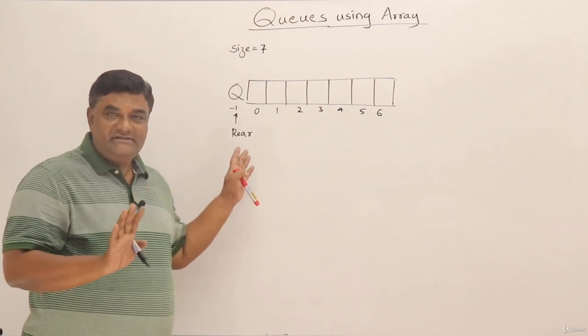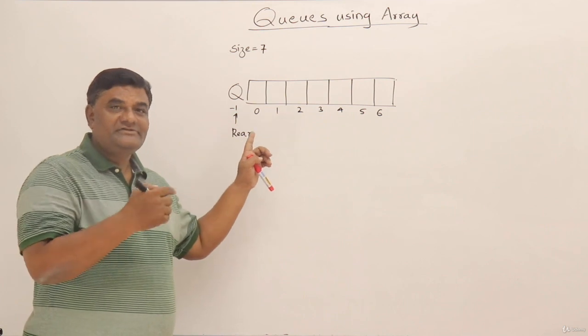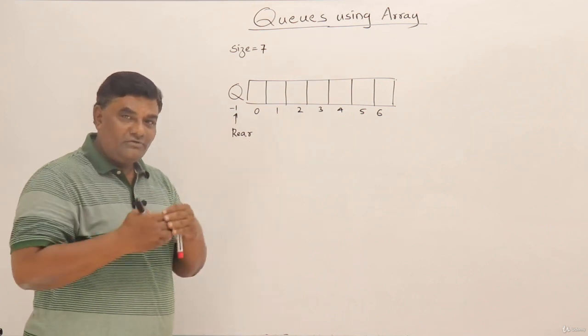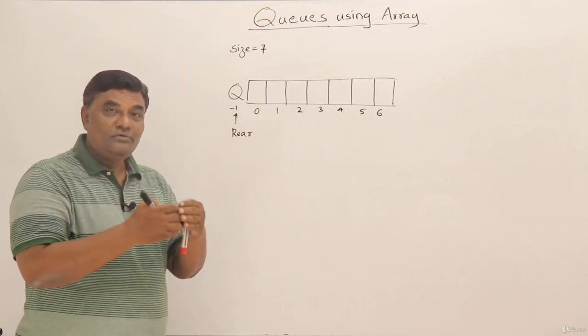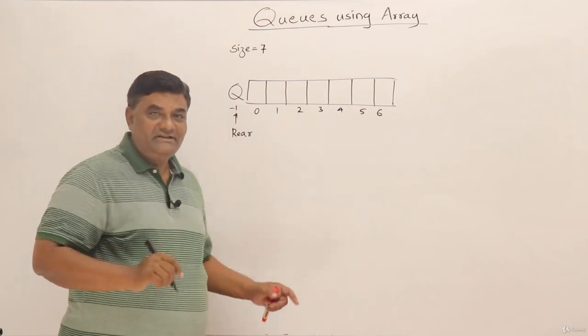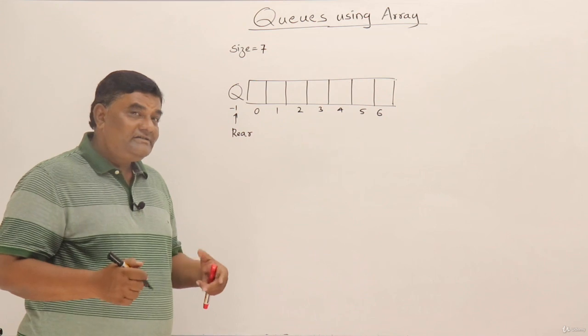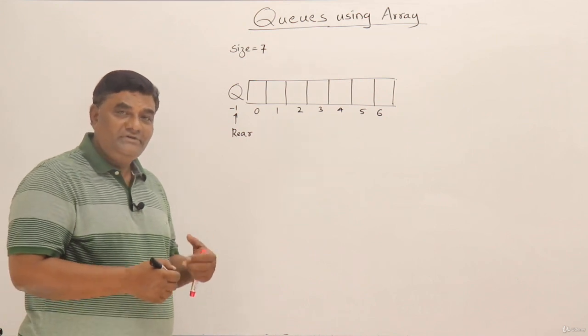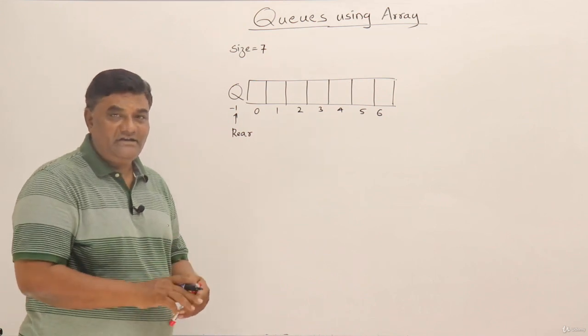-1 is not an index in array. Indices start from 0 onwards. So it is standing before that location, that is before the first location. So I don't have two pointers here. I have just one single pointer, that is rear. Let us see what happens when I try to insert and delete just using rear.